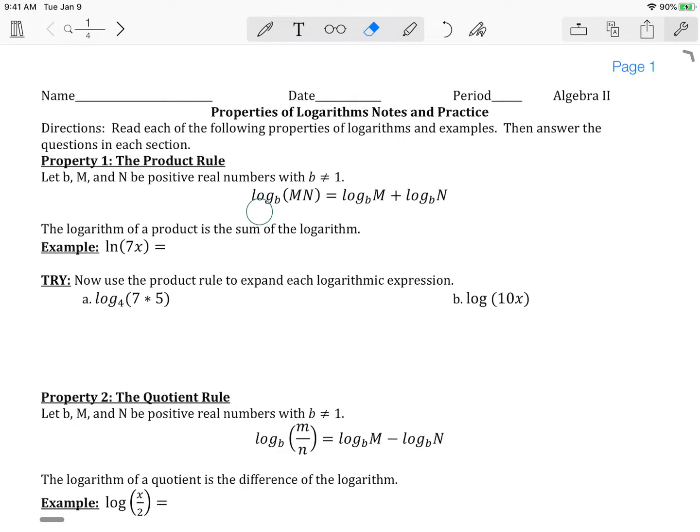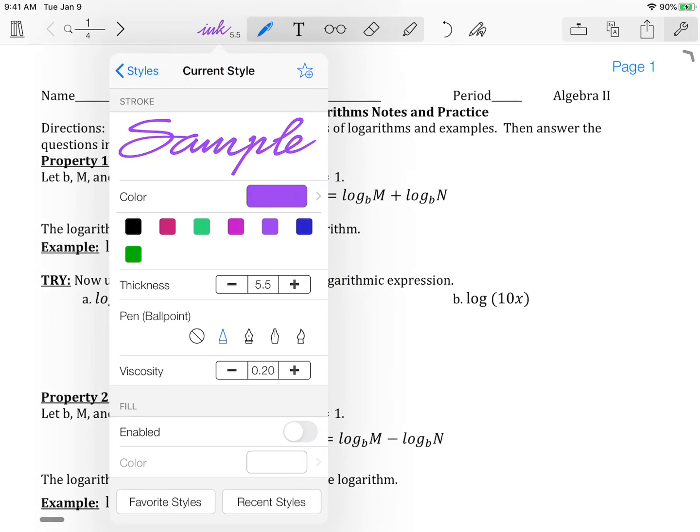The product rule says if you have log base b of m times n, that's equal to the log base b of m plus the log base b of n. So multiplication goes with addition.